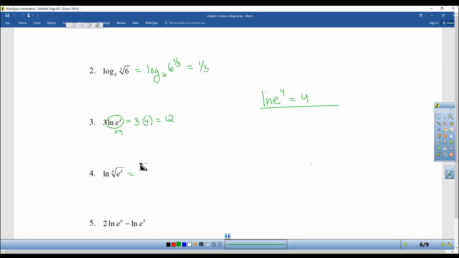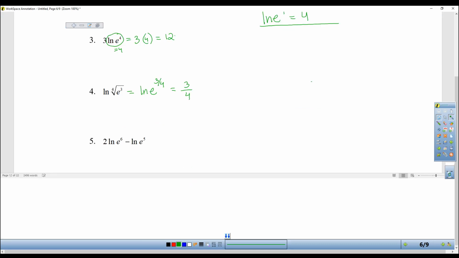I see another fractional exponent. So now that there's an exponent and the fractional exponent, you're going to make it 3/4. The numerator is always the power that's actually associated with it, and then any kind of root becomes a denominator in the power. Again, natural log and e cancel each other out, and the answer is just 3/4.